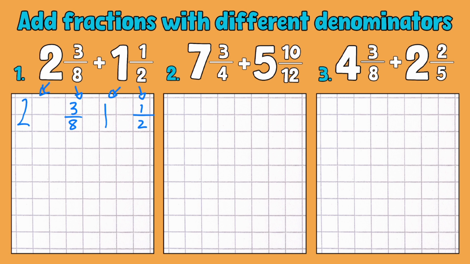So what we're going to do now, we've partitioned those. We'll add up the whole numbers first. So 2 add 1 is 3. So that's our whole number part done. Now all we've got to do is add our fractions together. So we've got 3/8 and 1/2.